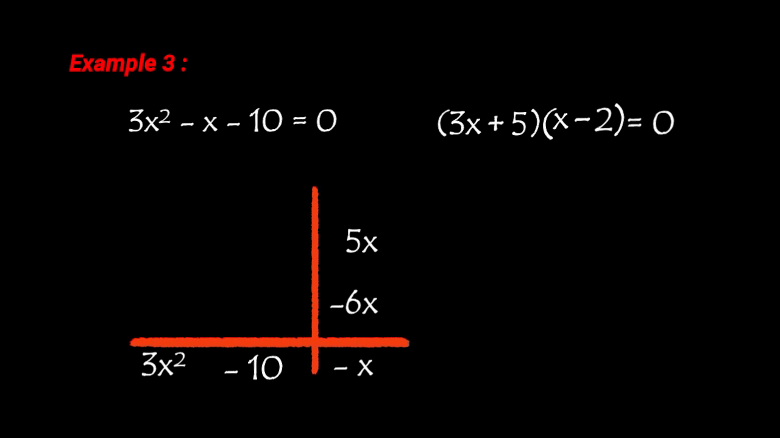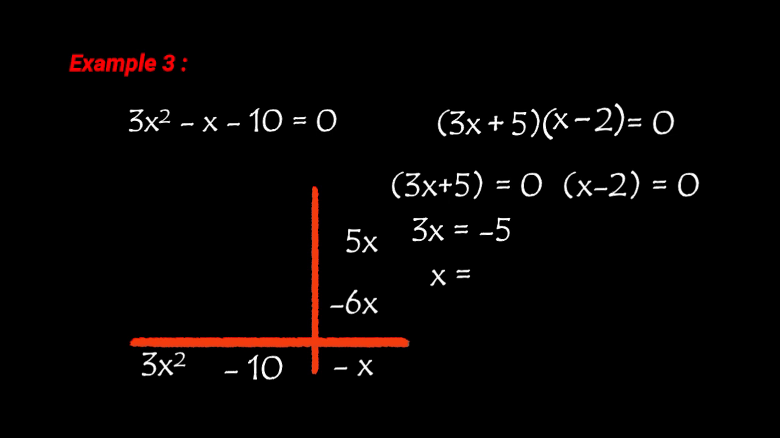To solve for the two answers, we firstly take the first bracket and equate it to 0. So therefore, it's 3x plus 5 equals 0. And for our second answer, we use the second bracket, which is x minus 2 equals 0. Now we can solve it linearly. So 3x equals negative 5 and x equals negative 5 over 3. For our second answer, we have x equals positive 2. Therefore, for the third example, our two answers are negative 5 over 3 or positive 2.